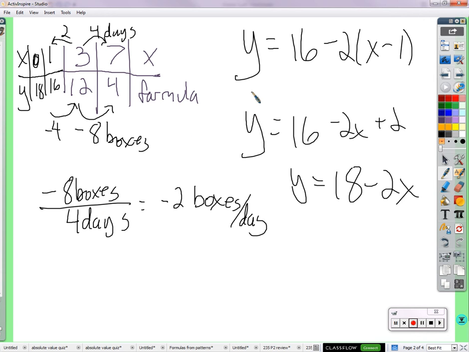But we talked about this just ever so briefly last time. If you actually were to sell boxes or deliver boxes every day, would it be a very good chance that it would work out that nicely, that you always deliver 2 boxes every day? No.